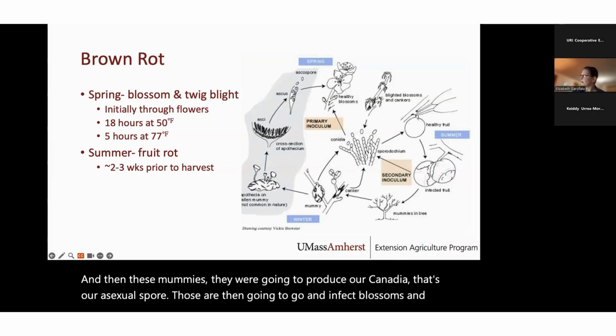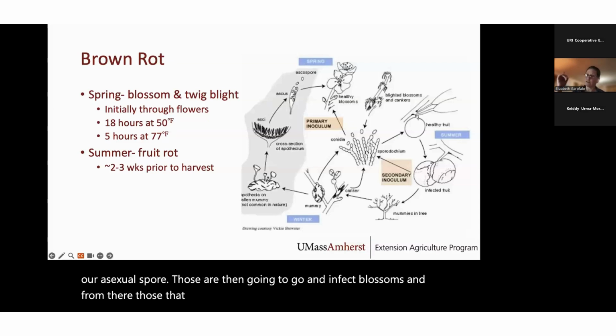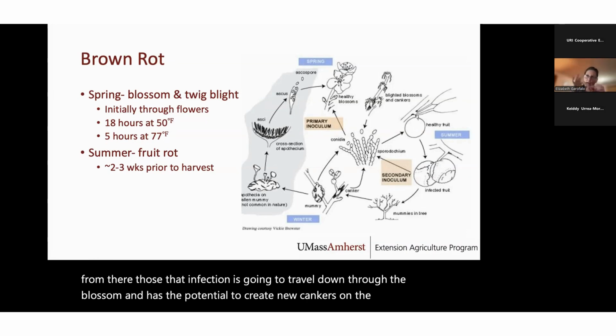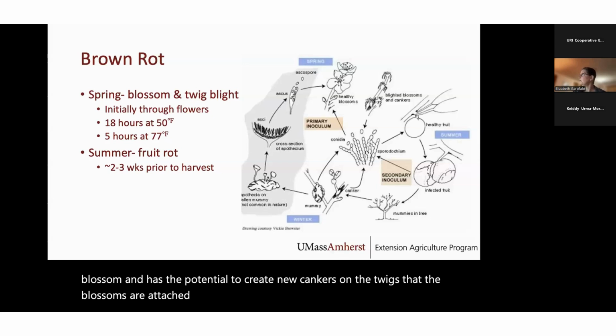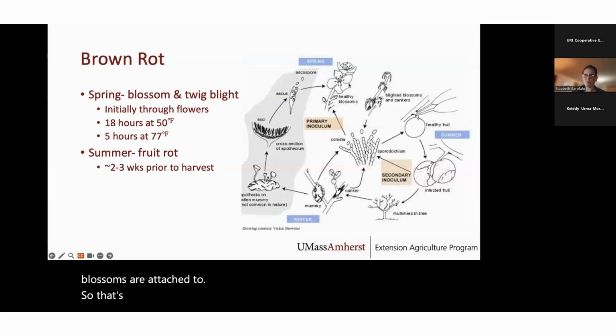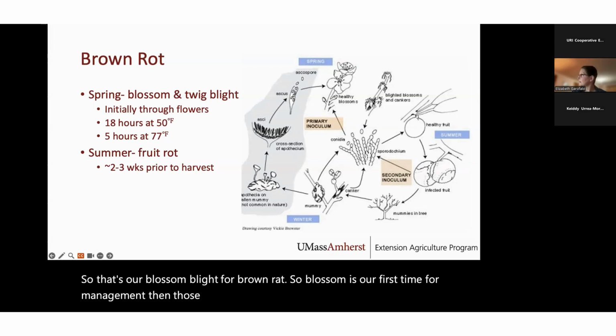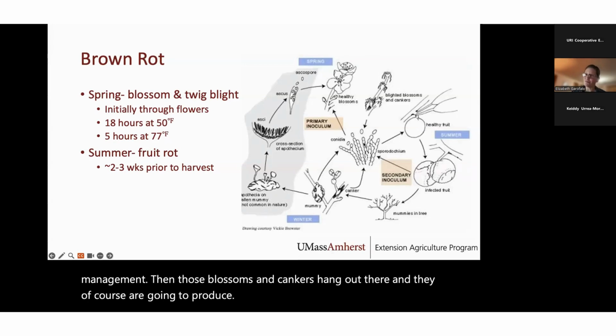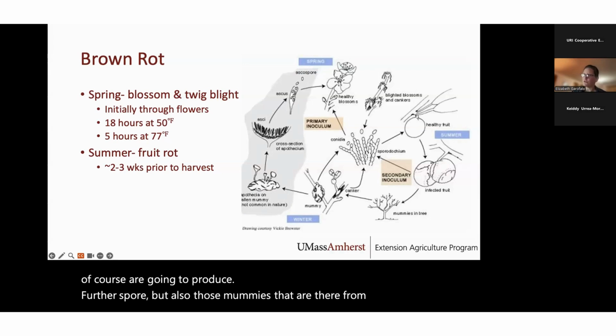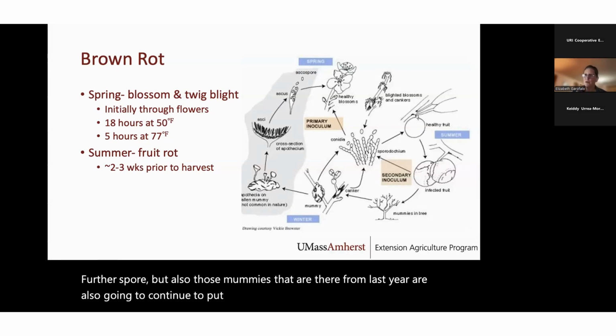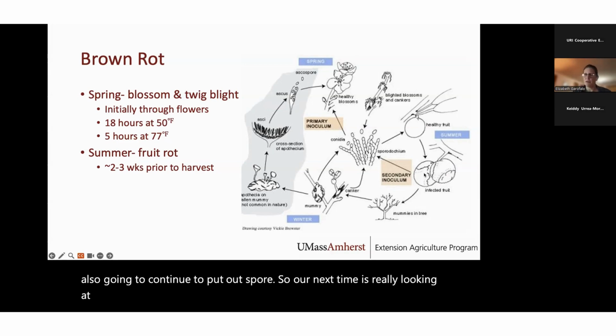Those are then going to infect blossoms. And from there, that infection is going to travel down through the blossom and has the potential to create new cankers on the twigs that the blossoms are attached to. So that's our blossom blight for brown rot. So blossom is our first time for management. Then those blossoms and cankers hang out there and are going to produce further spore, but also those mummies from last year are going to continue to put out spore. So our next time is really looking at our fruit ripening.